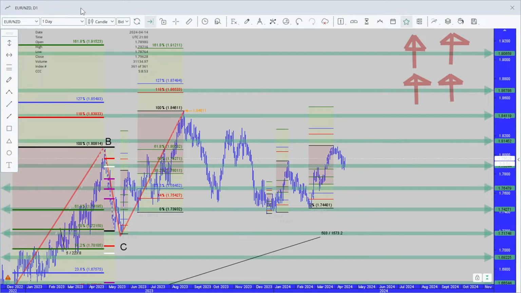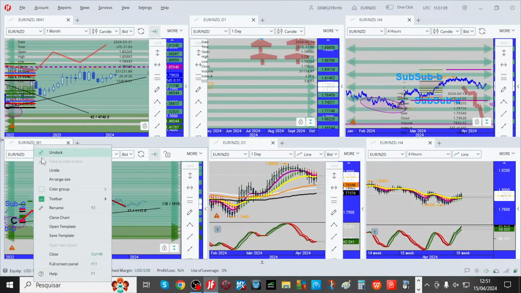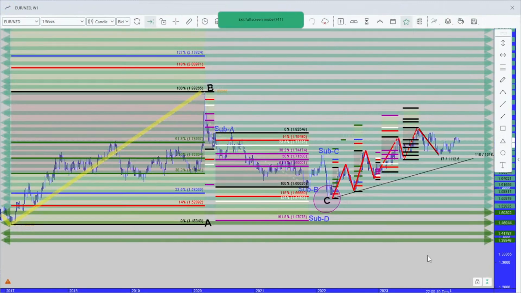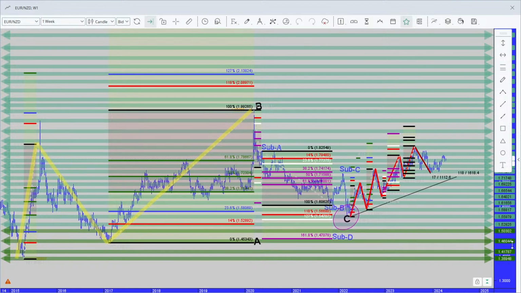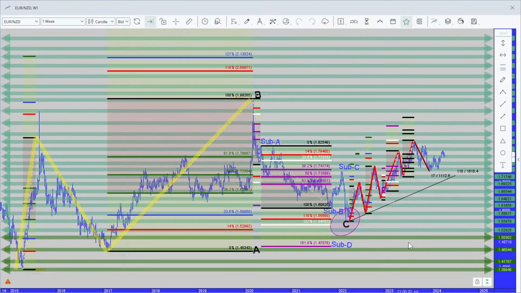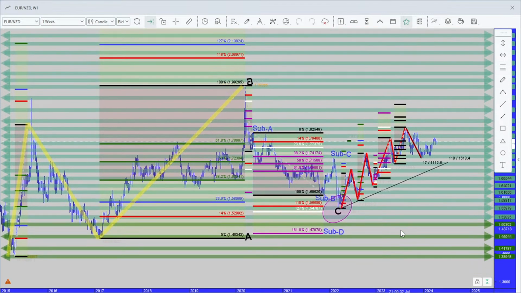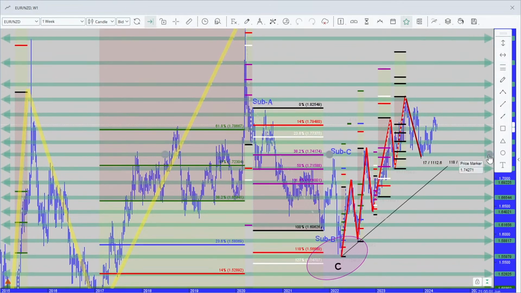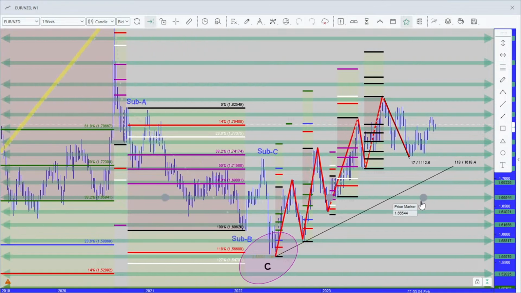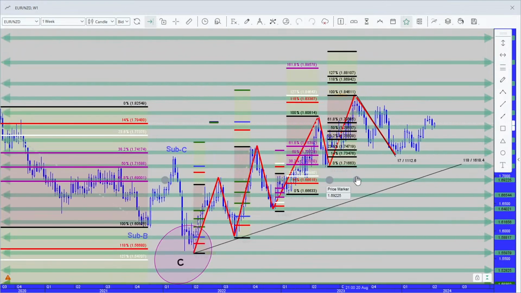Let's continue to work together. One more. Wow, what's that one? That's the Euro New Zealand weekly chart. How about that? Is the original Fibonacci on the Euro New Zealand weekly chart up or down? Is the confirmation Fibonacci up or down?